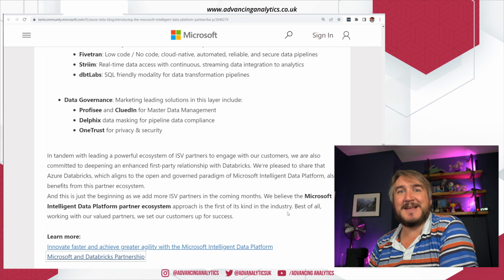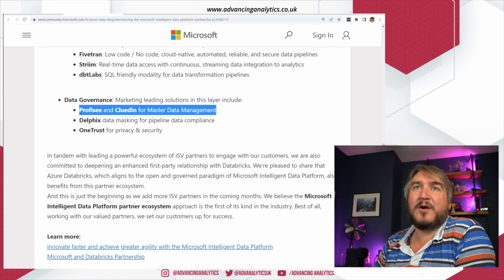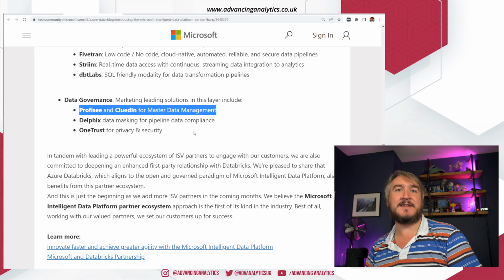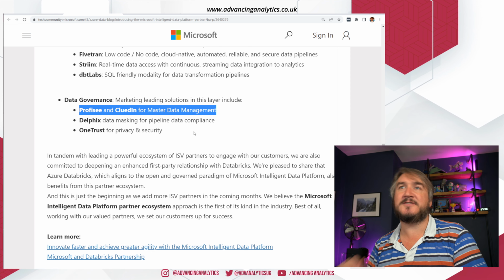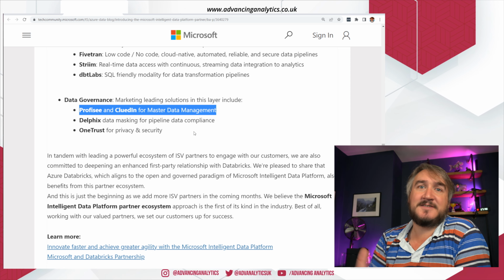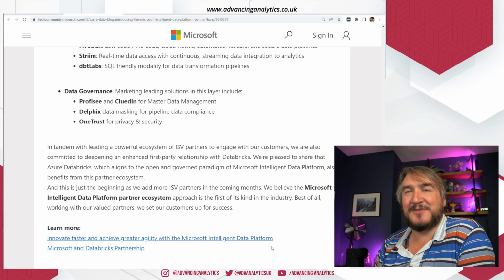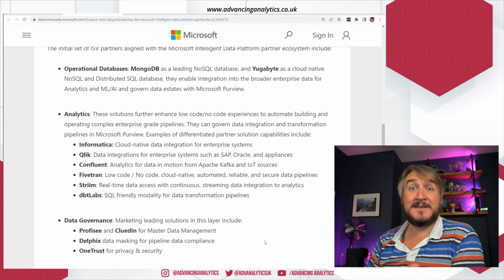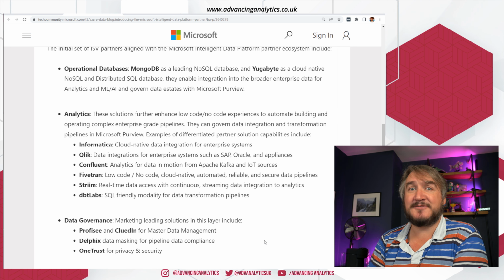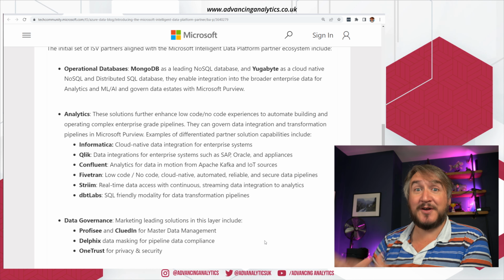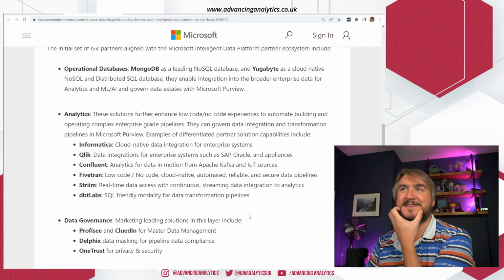We haven't really had a good MDM solution. So now we've got this message saying Purview will include good partners to do master data management baked into existing Azure tools. But there's no information about how baked in it is, or how easily you can deploy these various third-party tools as part of your platform. So it's going to be interesting to see how this evolves.